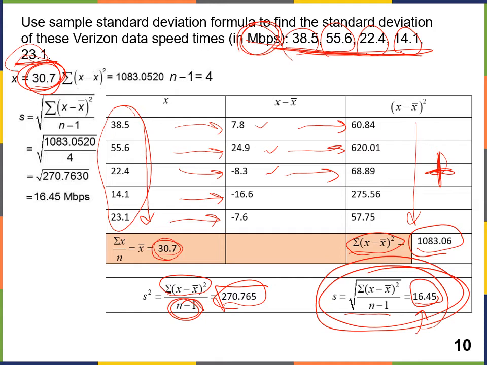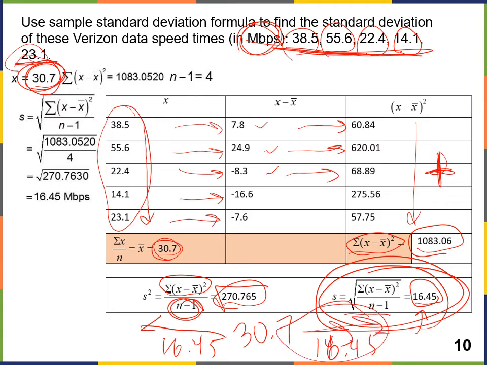But then they go, okay, also, our data speeds vary at a rate of 16.45. Oh, okay, well, what does that mean? Well, if it's varying at a rate of 16.45, it means if I look at my mean, which is 30.7, it could vary away from that mean at a rate of 16.45 in either direction. Now, if it's 16.45 greater than 30.7, great, I'm getting faster speeds.